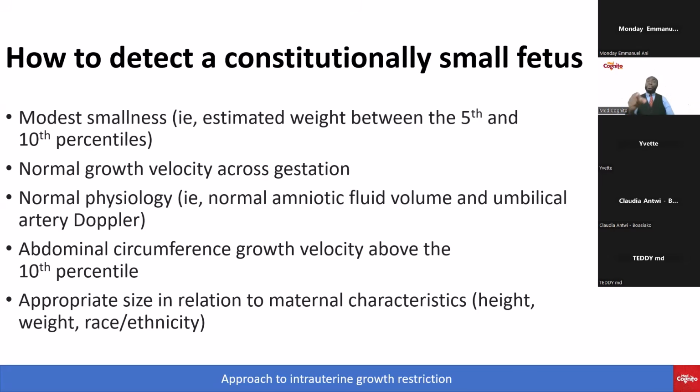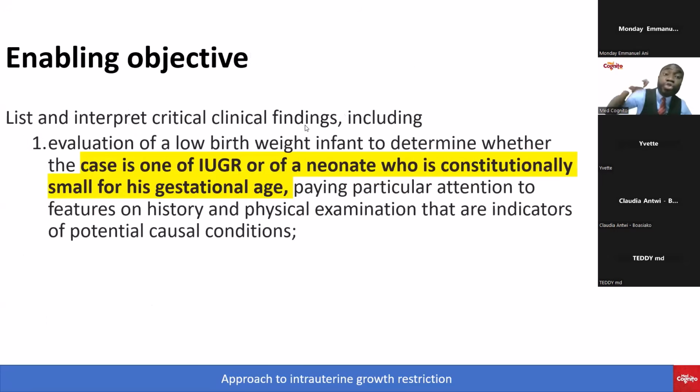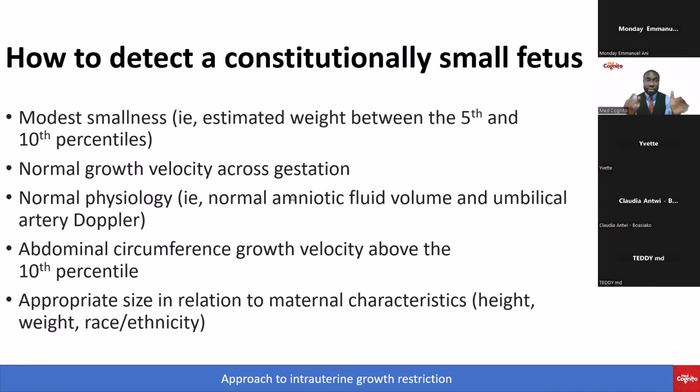So doctors, please, this is also very important because the objective says you should know it. How am I going to evaluate a baby who is small? How will I say that this baby has IUGR, or how will I say that this baby is constitutionally small? These are the things you have to look out for. Modest smallness, if the baby is between the 5th and the 10th percentile, normal growth velocity across gestation, normal physiology, where there's normal amniotic fluid volume, normal umbilical artery Doppler, abdominal circumference growth velocity above the 10th percentile, and appropriate size in relation to the maternal characteristics.